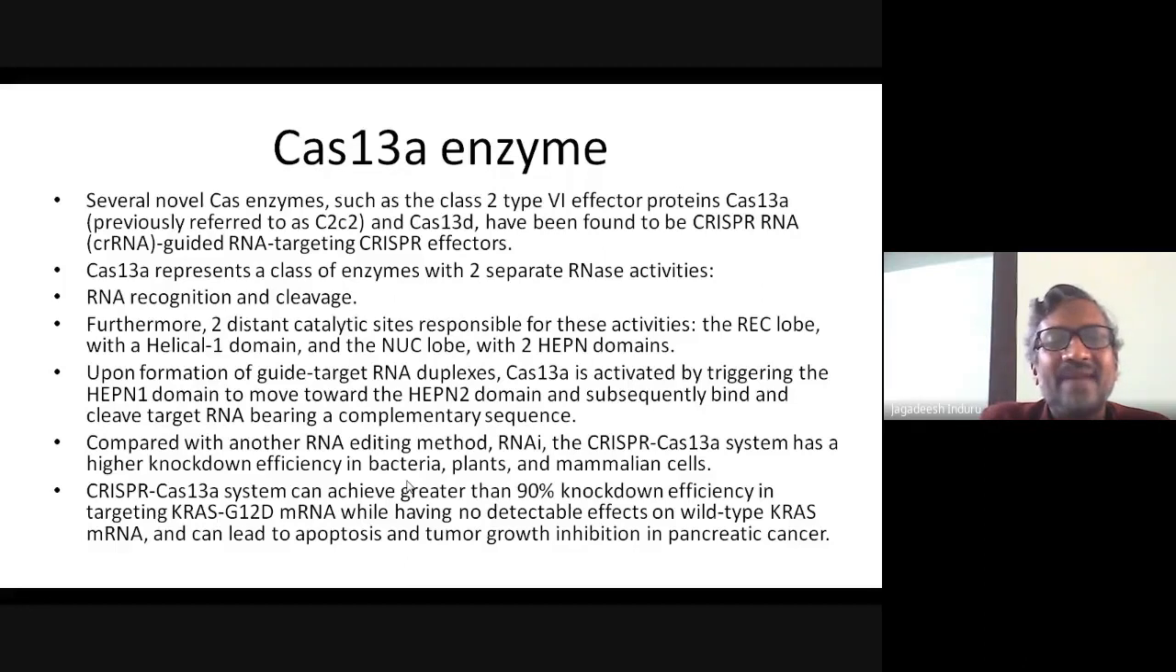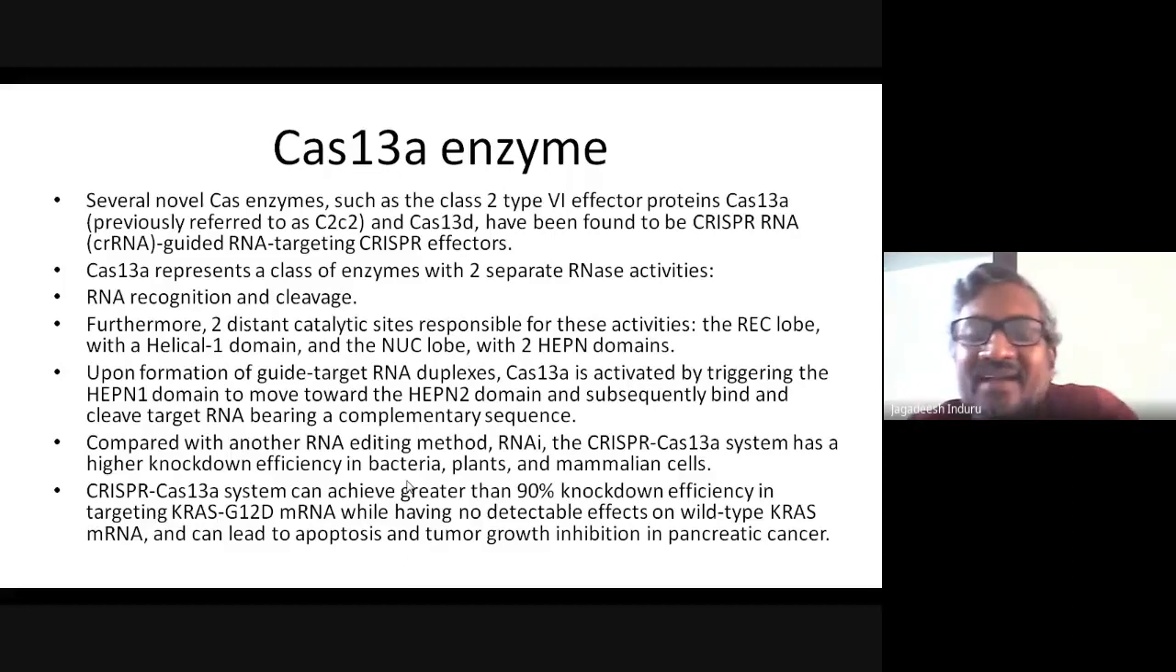Now compare this with another RNA editing method, that is interfering RNA, which we had previously, an editing method that does not have any specificity. This CRISPR RNA 13A system has a higher knockdown efficiency in bacteria, plant and mammalian cells. So interfering RNA is a small segment that will shut down or again trigger augmentation, as we used to have previously. But compared to that, this recent technique has a better specificity.